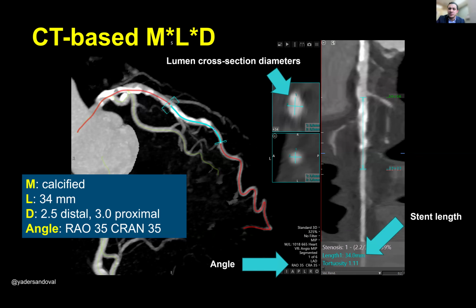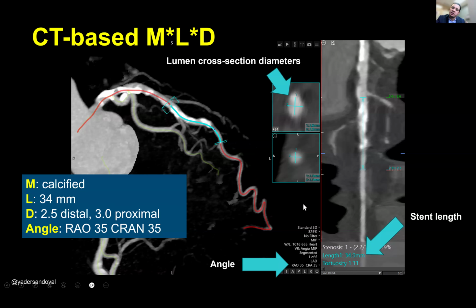This is one of those examples in which you can really create a CT-based MLD in which you can say, what are your landing zones? What is the vessel size in those landing zones? What is the length? Is there some calcium or not? How does LAO look in the model, and what are those angulations? So you can deploy a CT-guided PCI algorithm with a standard post-processing software.